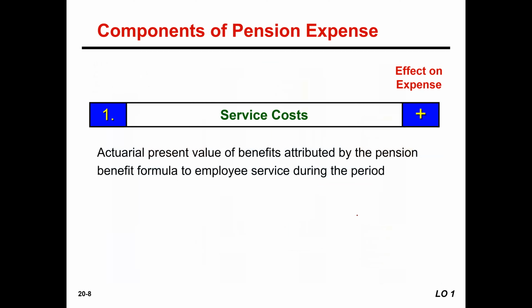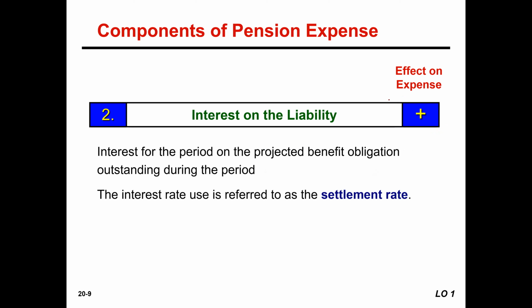The service cost is the actuarial present value of benefits attributed by the pension benefit formula to employee service during the period. This usually increases the pension expense. Interest on the liability is the interest for the period on the projected benefit obligation outstanding during the period. The interest rate used is referred to as the settlement rate. Again, that increases pension expense.